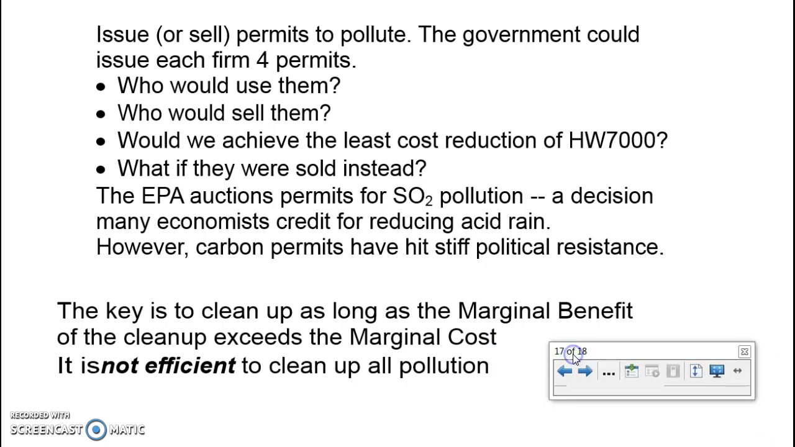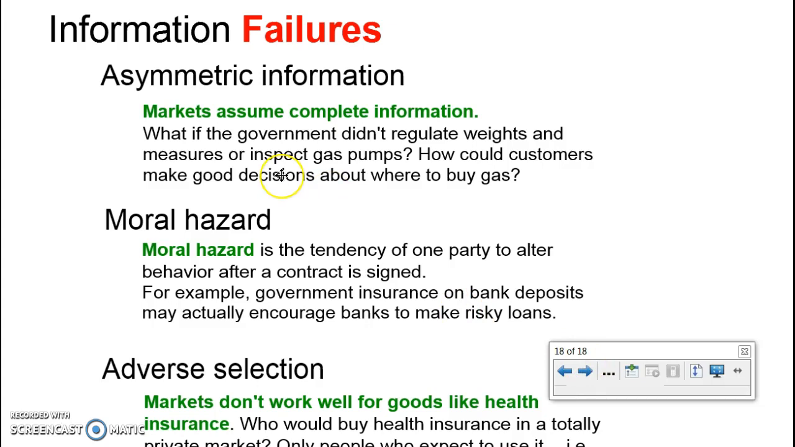So the key is to clean up as long as the marginal benefit of the cleanup exceeds the marginal cost of the cleanup. And to remember that it's not actually efficient to clean up all pollution. So that's a little bit of a look at permit markets. I also just want to spend a minute talking about these other market failures that are more general, and we don't really graph these ones.